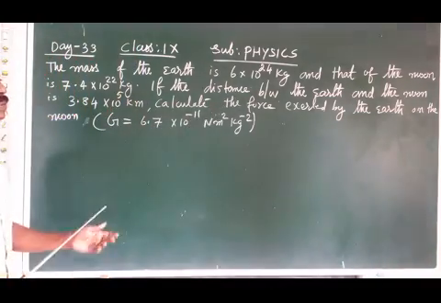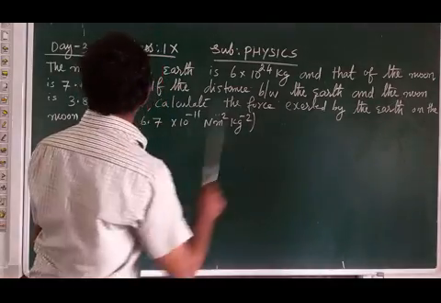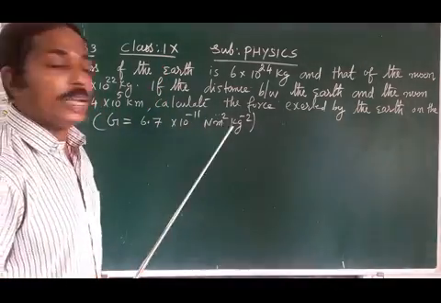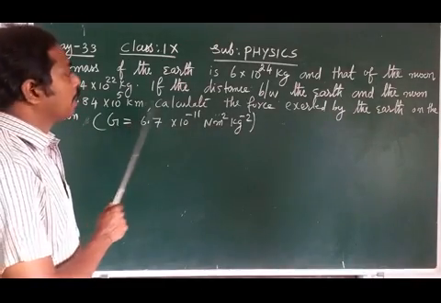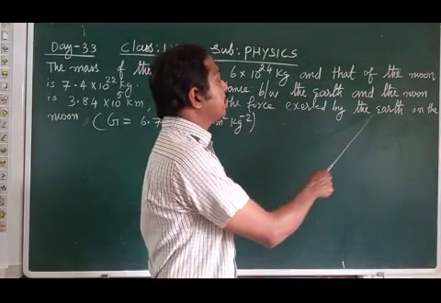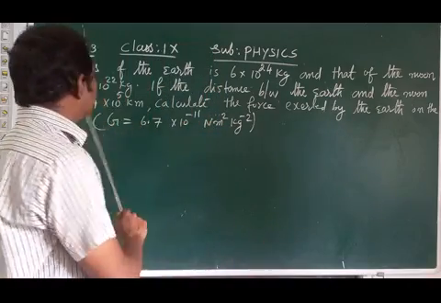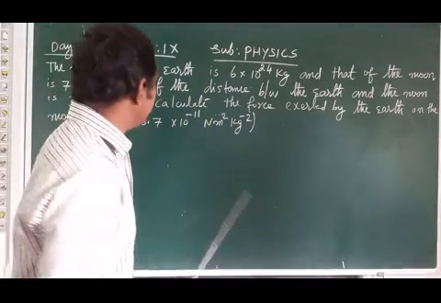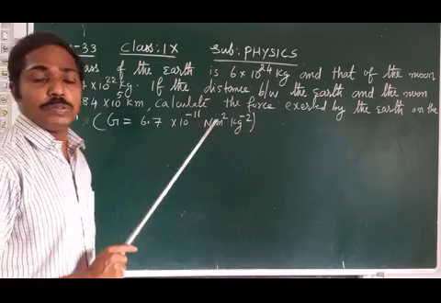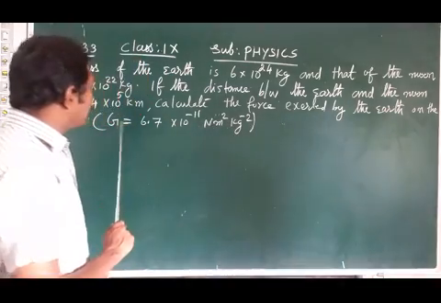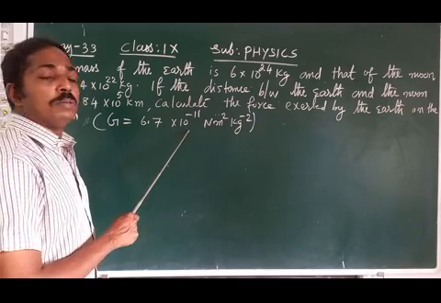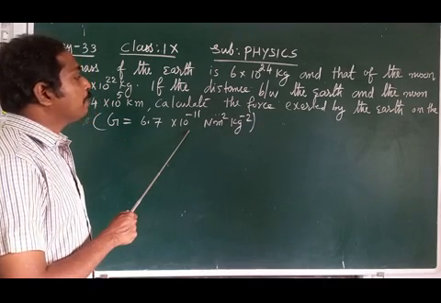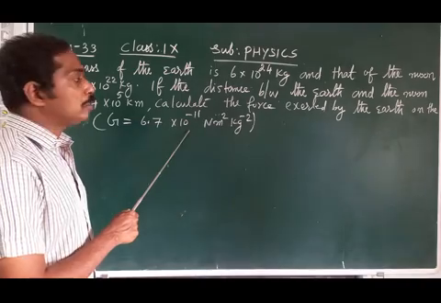If the distance between earth and the moon is 3.84 into 10 raised to 5 kilometer, calculate the force exerted by the earth on the moon. In this question, given G, the universal gravitational constant, equals 6.7 into 10 raised to minus 11 Newton meter square kilogram raised to minus 2.